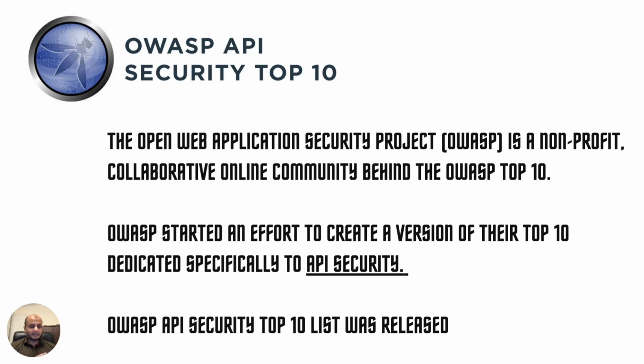They are behind the very famous OWASP Application Security Top 10, which I think every company in the world, every pen tester, hacker knows about, right? SQL injection and all those other things. So they took a look at it and they saw that APIs are becoming very, very dangerous and a lot of attacks are happening at the API level. So they decided to make a separate list just focusing on API security and they released it.